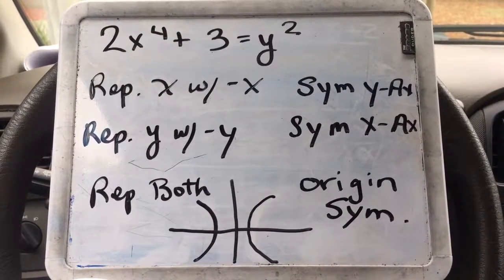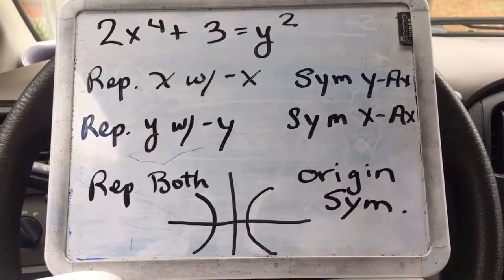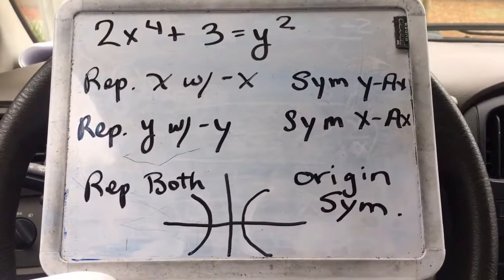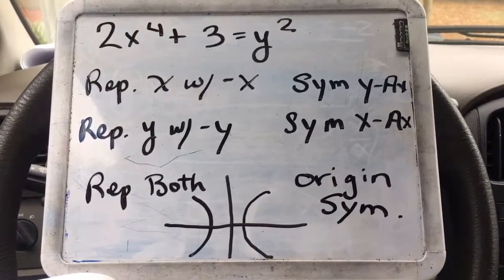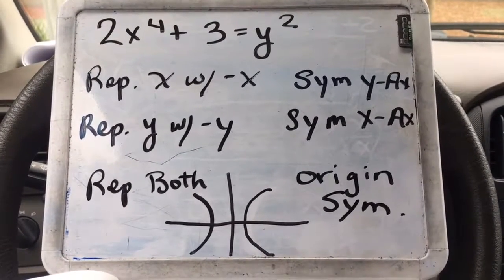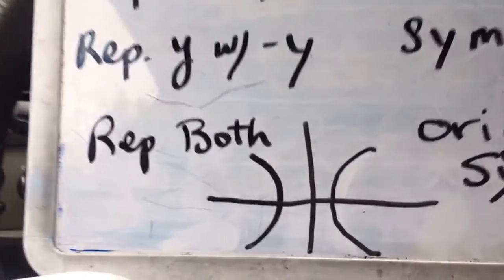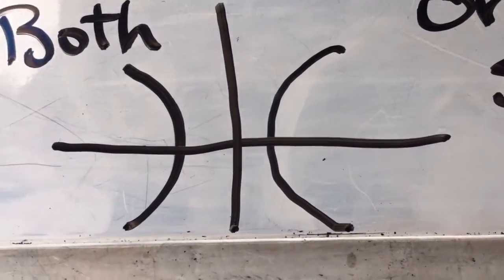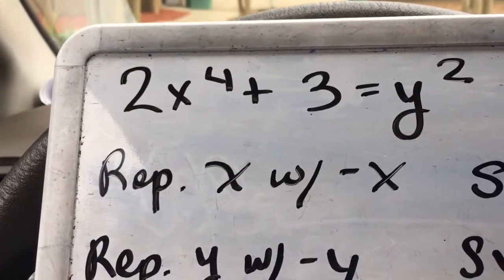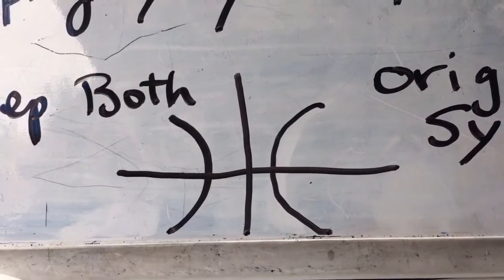If I likewise replace both at the same time, x with negative x and y with negative y, then I get back to my original equation again. So I have origin symmetry. Now, if you actually look at this little graph down here, this is an approximate of what this graph looks like. This is not a circle, it's a hyperbola, and it's going to look something like that.